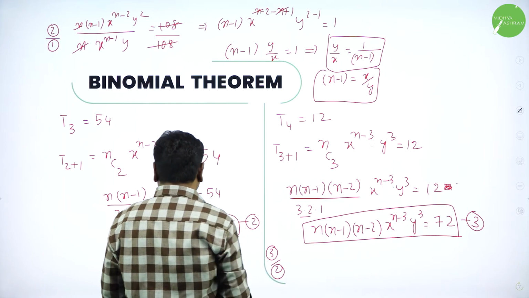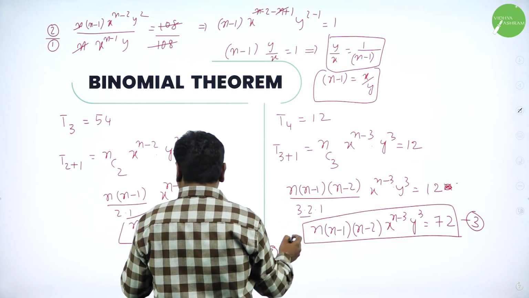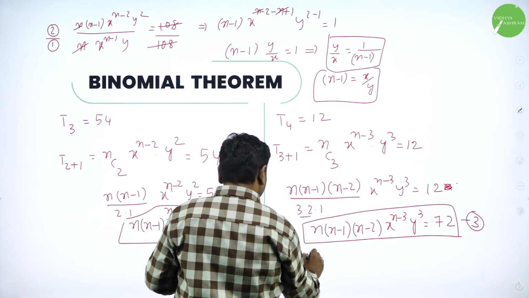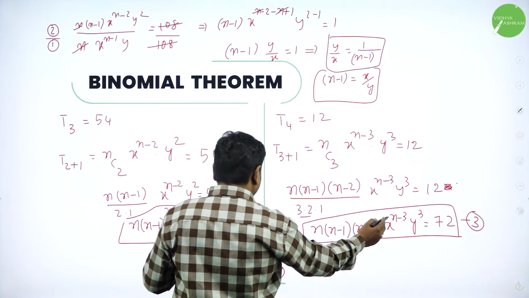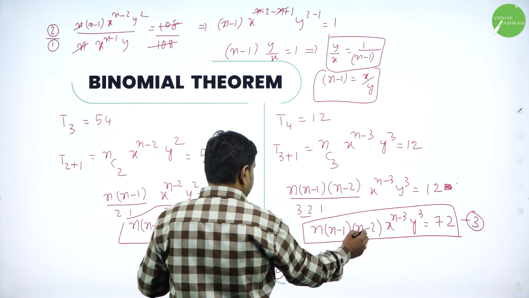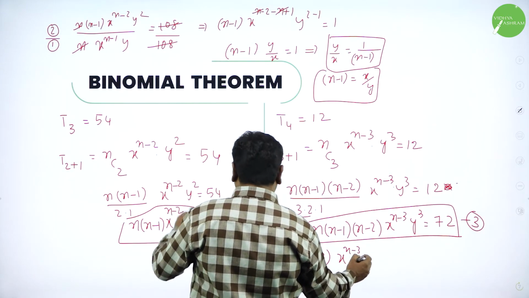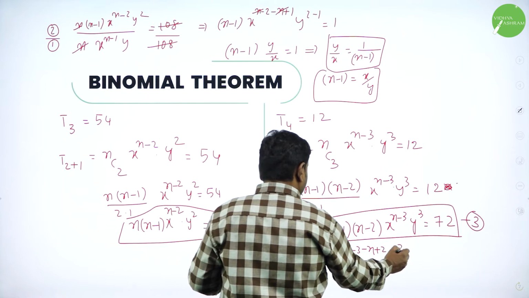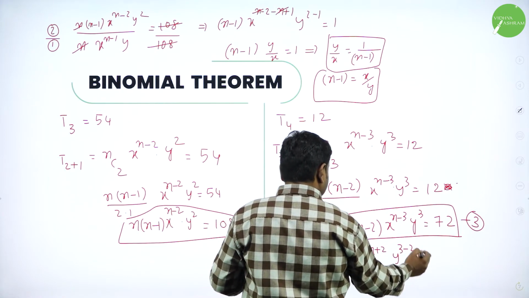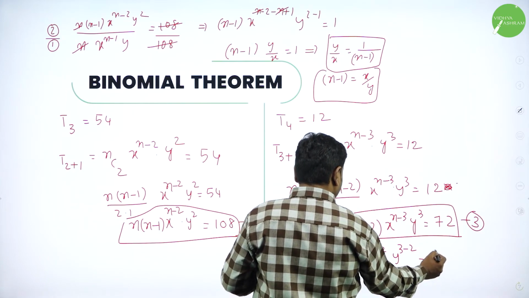If you do 3 by 2, LHS by LHS, n minus 1 cancels, we are left out with n minus 2. Directly I'll write what is left out. And x power, law of indices, n minus 3 minus n plus 2. Similarly, y cube is there and y square is there, equal to, I am doing 3 by 2, 72 by 108.